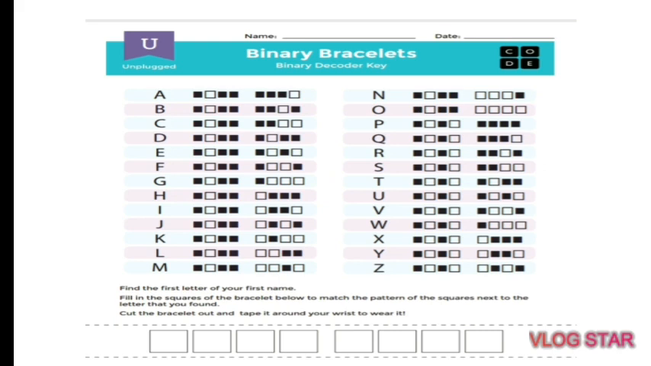It says cut the bracelet out and tape it around your wrist. So you need to fill in the boxes to match the pattern of your first name. Then you tape the bracelet around your wrist.